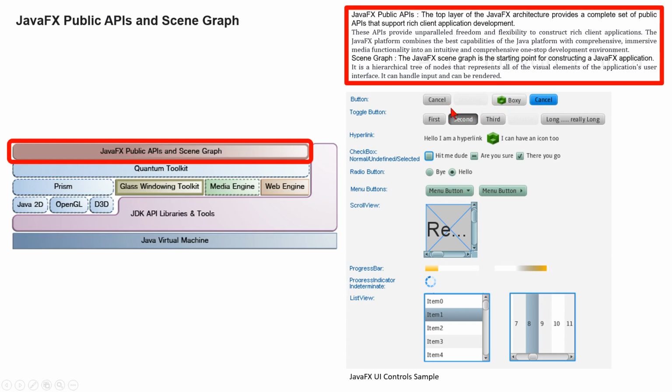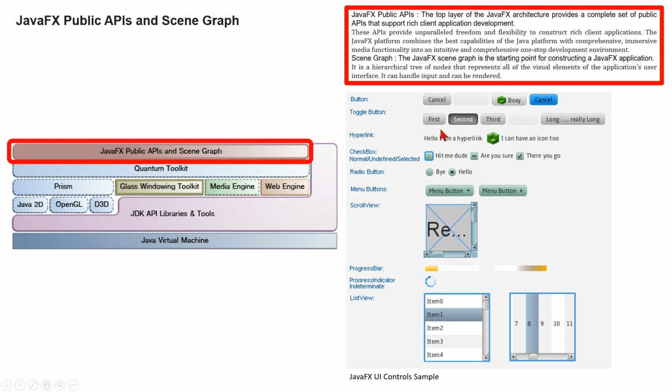The next button has neither a caption nor a graphic. Third button has both caption and graphic. The fourth button has the cancel caption and is highlighted. The second row shows toggle buttons.